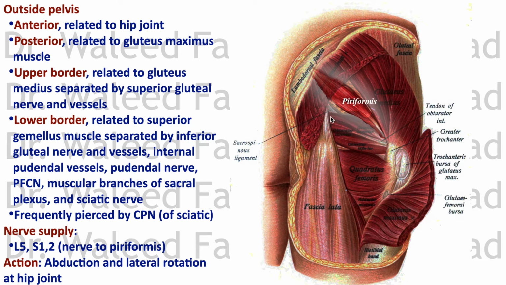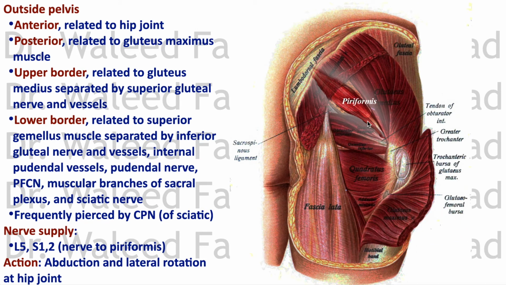Below, it's related to the superior gemellus muscle. You see it here. This is the superior gemellus, this is the obturator internus, and this is the inferior gemellus. Separated from the muscle by inferior gluteal nerve and vessels, internal pudendal vessels, pudendal nerve, sciatic nerve, posterior femoral cutaneous nerve. Lots of structures emerging from the greater sciatic foramen, but remember, the only structures above the piriformis are the superior gluteal nerve and vessels. The nerve supply is L5, S1 and 2.